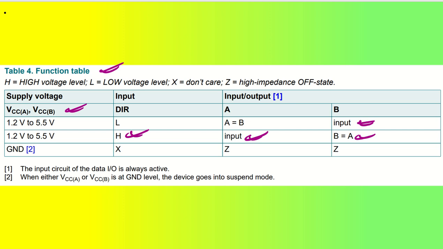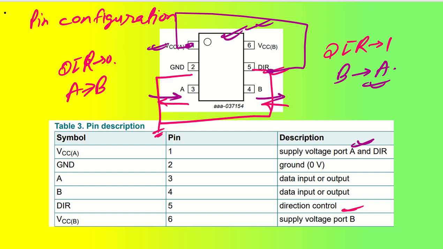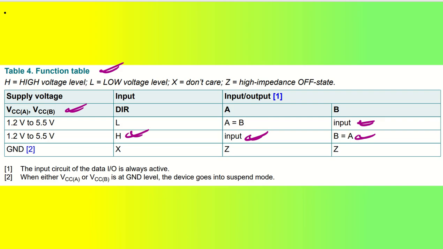The thing I told you here is just the opposite. When it is ground, like direction is low, then A will be acting as output and B will be the input. It is very simple to understand: based on the direction pin setting, whether it is low or high, that decides what will be the input and what will be the output. As you can see, B is acting as input, and whatever the value of B is, that will become A whenever direction is set low.